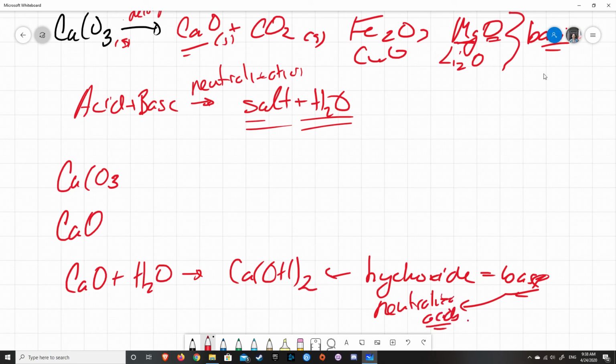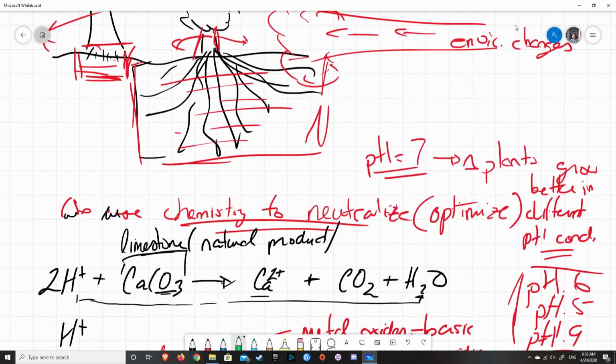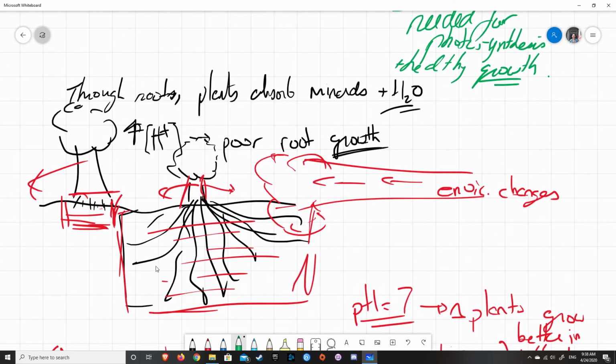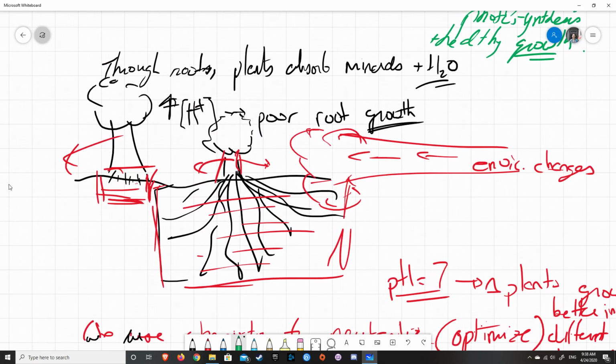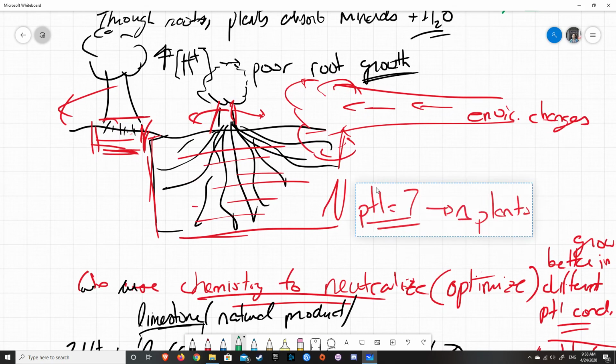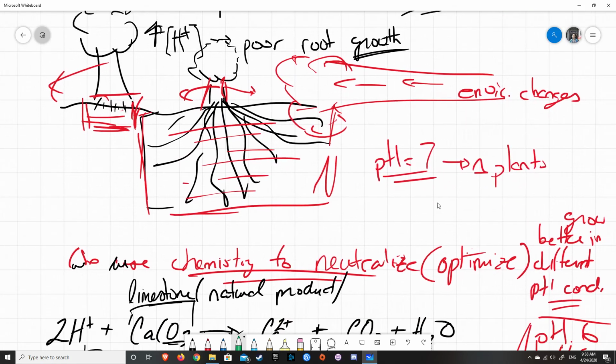So I hope that this made some sense, and why it's important to neutralize acidic soils. Like I said, plants in highly acidic soil have trouble absorbing nutrients from the environment, and they have trouble planting themselves in the ground. So there are multiple issues with this.